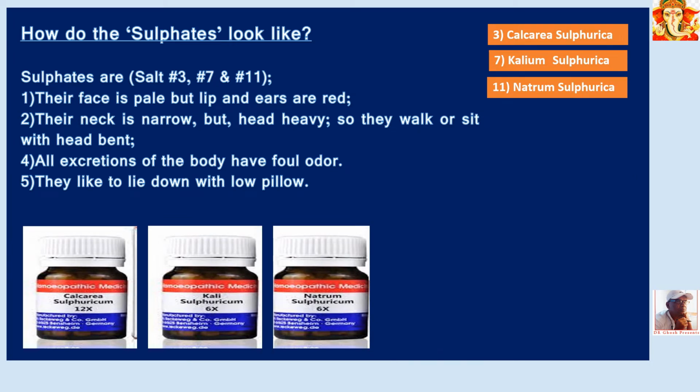How do the sulfates look? Sulfates mean the patients of sulfates. There are 3 sulfates: salt number 3, salt number 7, salt number 11. Their names are calcarea sulfurica, kalium sulfurica, natrum sulfurica. Their face is pale but lips and ears are red. Their neck is narrow but head heavy, so they walk or sit with head bent, slightly stoop shouldered. All excretions of the body have foul odor. They like to lie down with a low pillow.